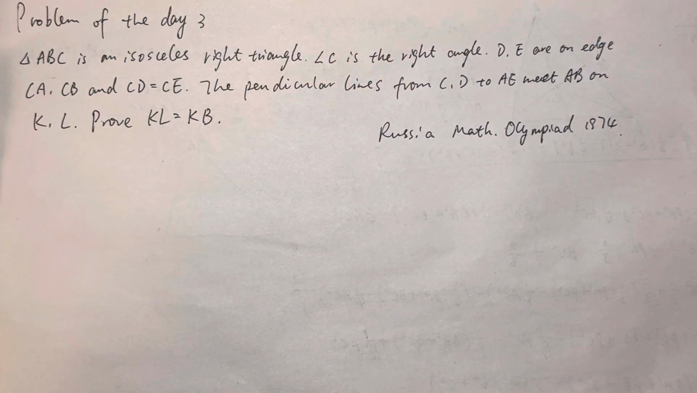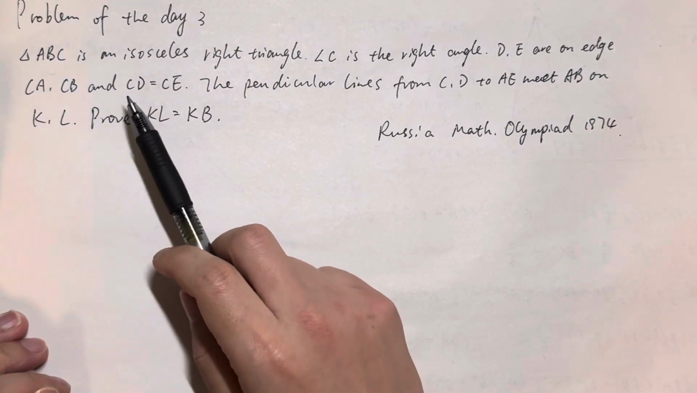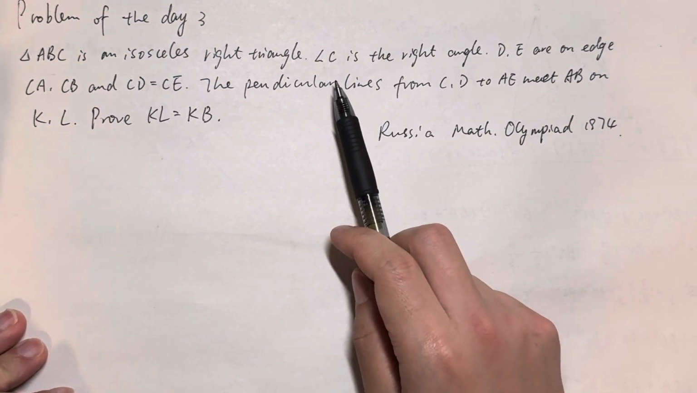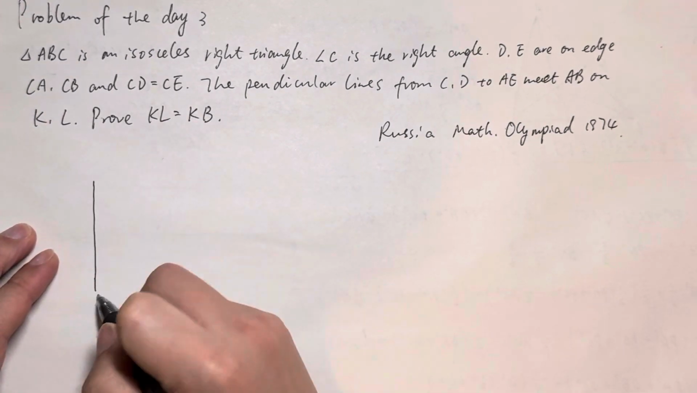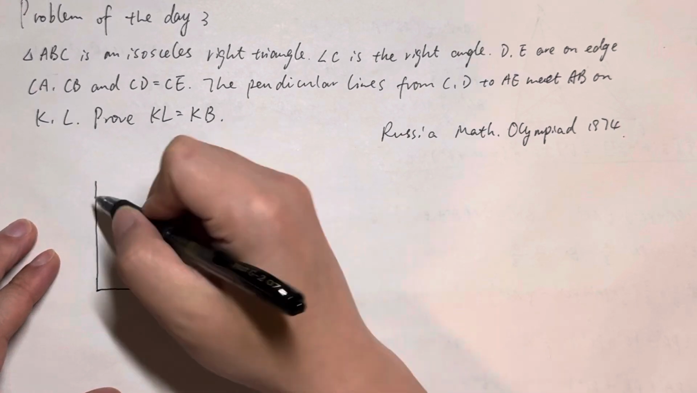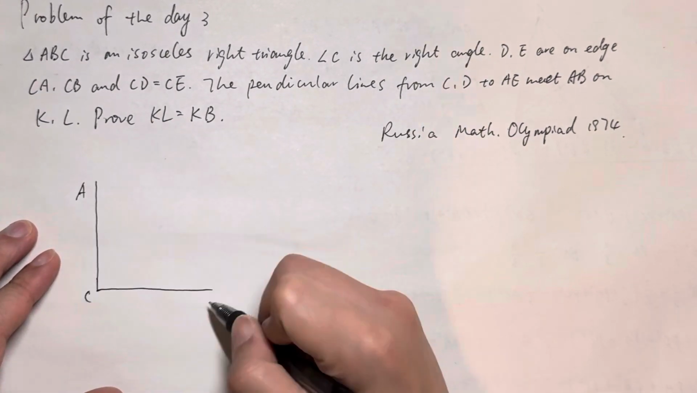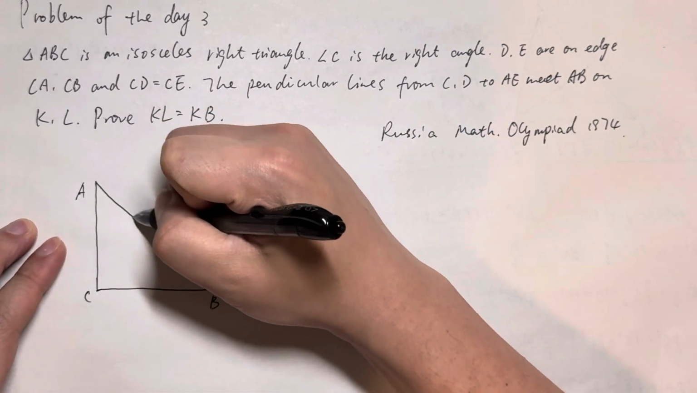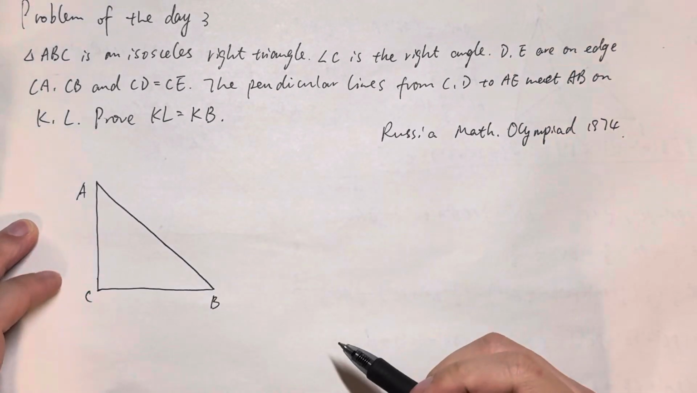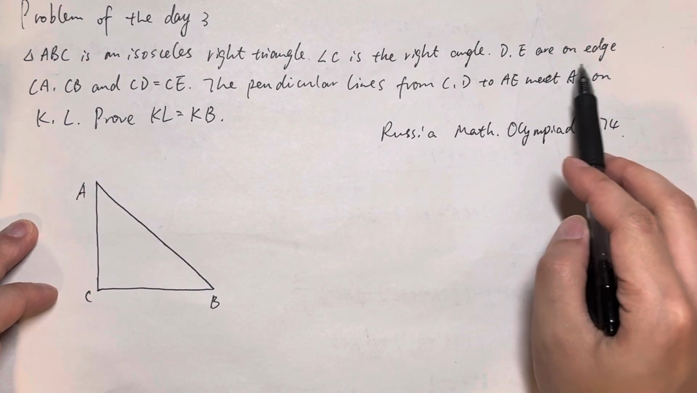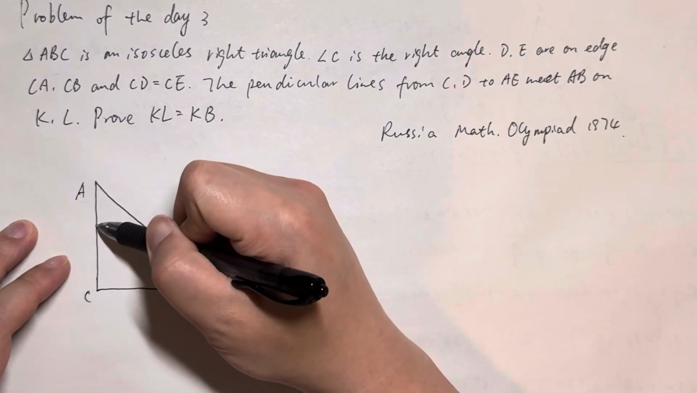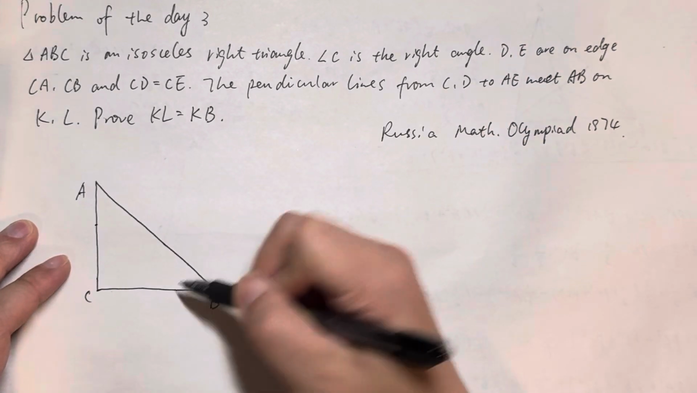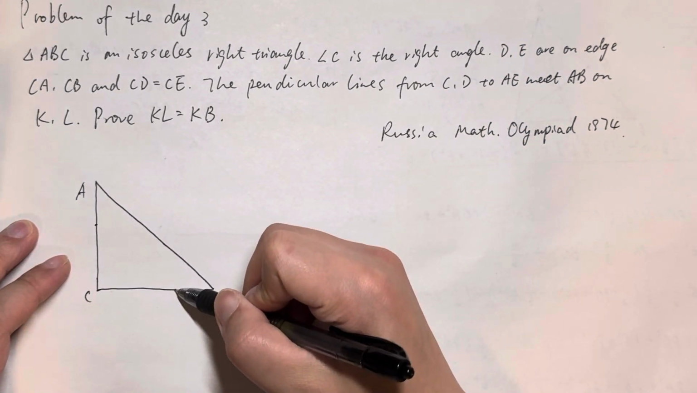So here is the problem of the day 3. Look at the problem. Triangle ABC is an isosceles right triangle. Angle C is a right angle. So let's just draw it first. C, A, B. D, E are on edges CA, CB, and CD equals CE. So let's find CD here, CE here.